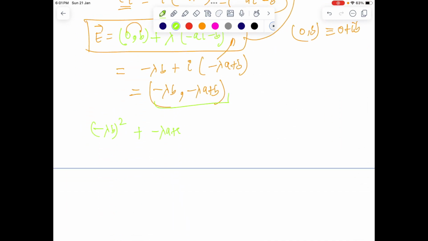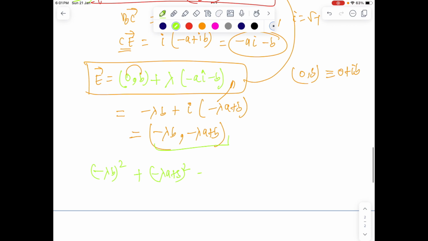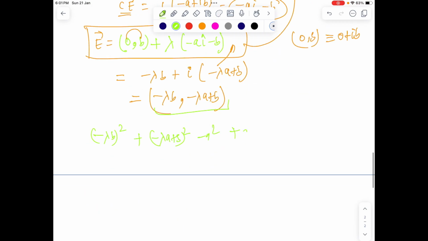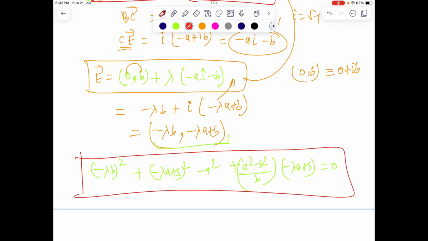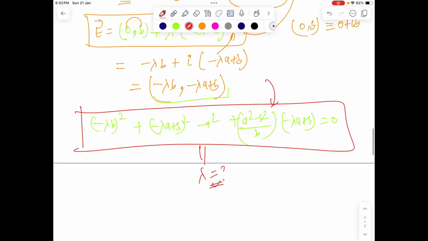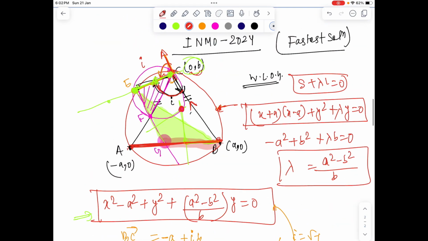So if we put this, we'll get lambda B whole square plus y square, which is minus lambda A plus B whole square, minus A square plus A square minus B square over B times y minus lambda A plus B equals 0. So this is basically the equation of the circle that we are substituting into. From here we'll get the value of lambda, and by simplification it looks like lambda is crazy, but with a little simplification you'll get the value of lambda. Once you know lambda, you know exactly point T.